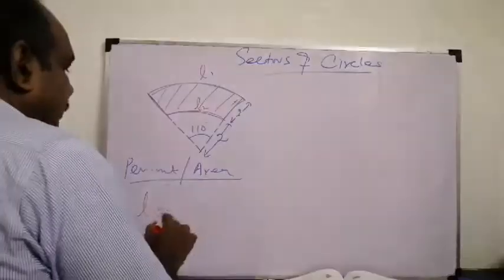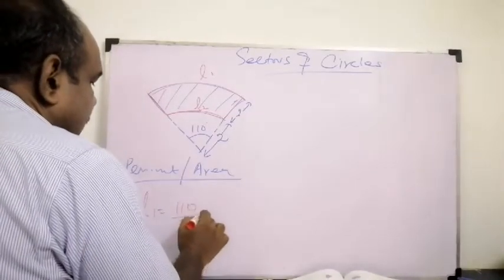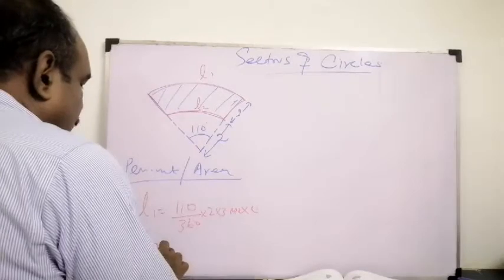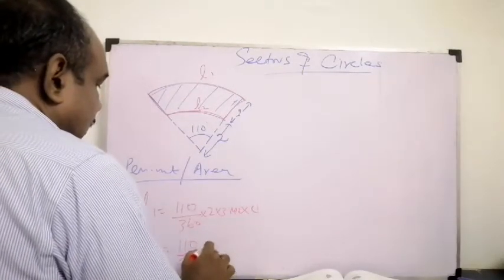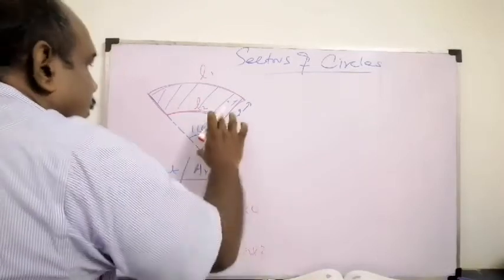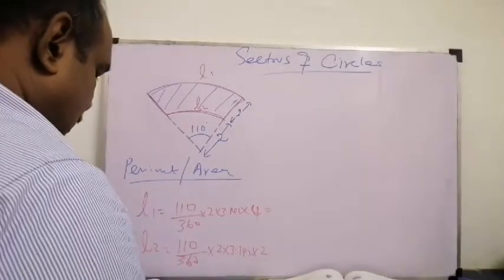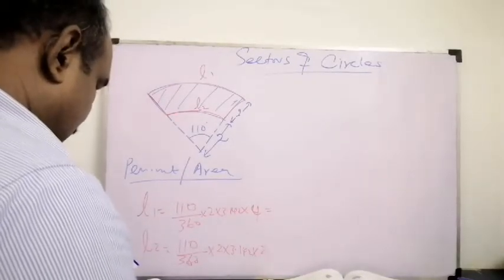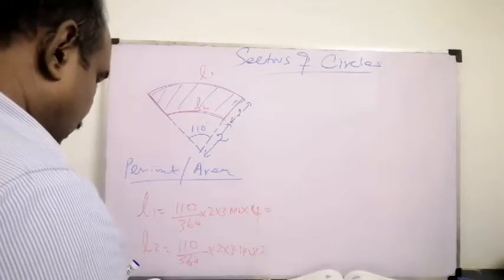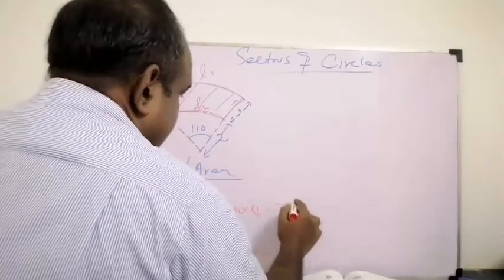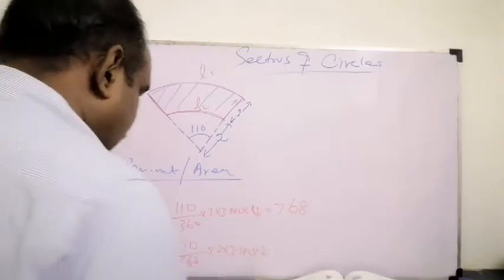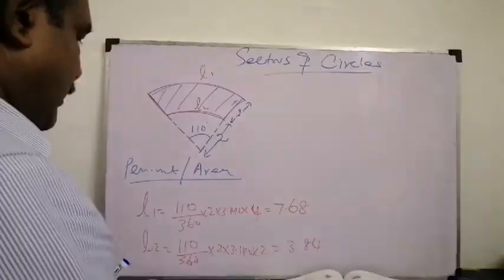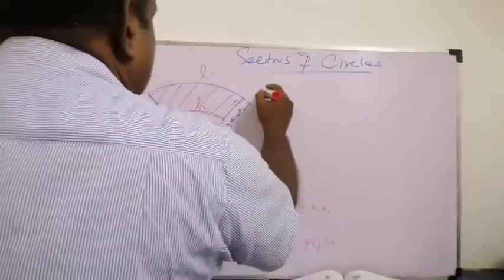So L1 is equal to 110 over 360 into 2 into 3.142 into 4. 2 plus 2, this is 4. L2 is going to be 110 over 360 into 2 into 3.142 into 2, this. So you will get the answers for this, right? So 110 divided by 360, multiplied by 2 into 3.142 into 4. So you get the answer 7.68. So this is, you are going to divide by 2, it's going to be 3.84 centimeters, right?